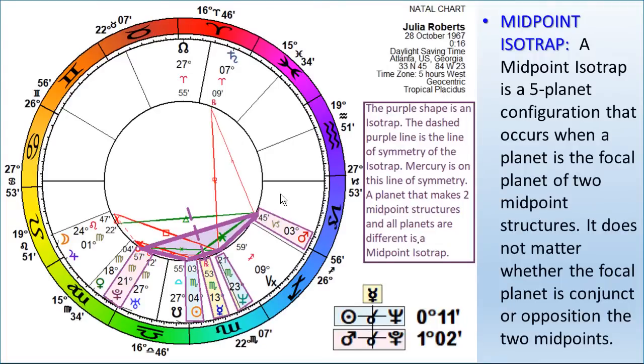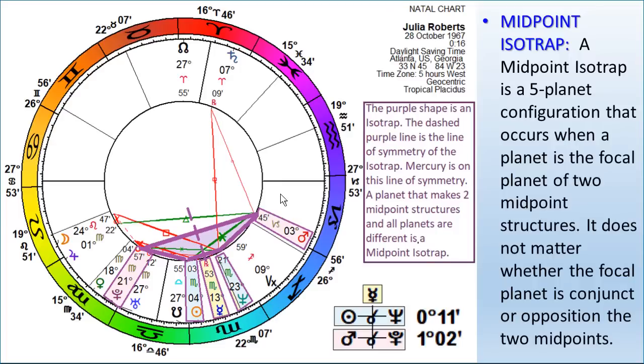Okay, let's see. We are at 26 minutes. Let's cover one more thing. The midpoint isotrap. Or you know what? I've changed my mind. Let's do the midpoint isotrap in the next video because it's extremely important. I don't want to rush through it. I think there's going to be a lot to talk about here. This is a very, very powerful, extremely important planetary configuration.